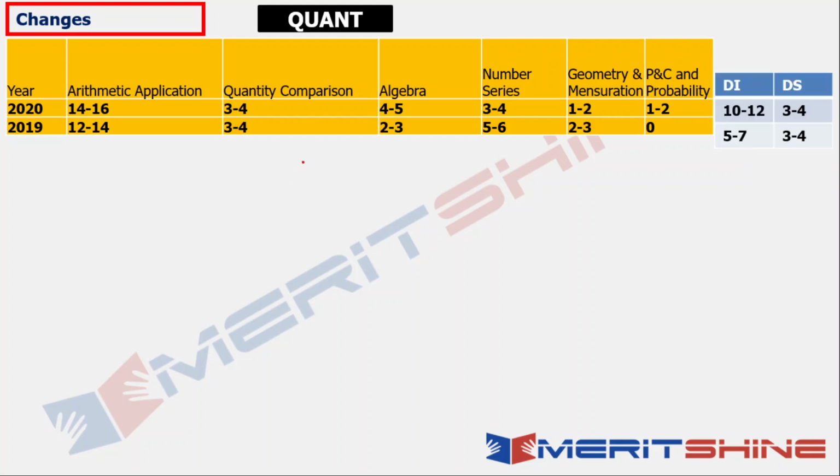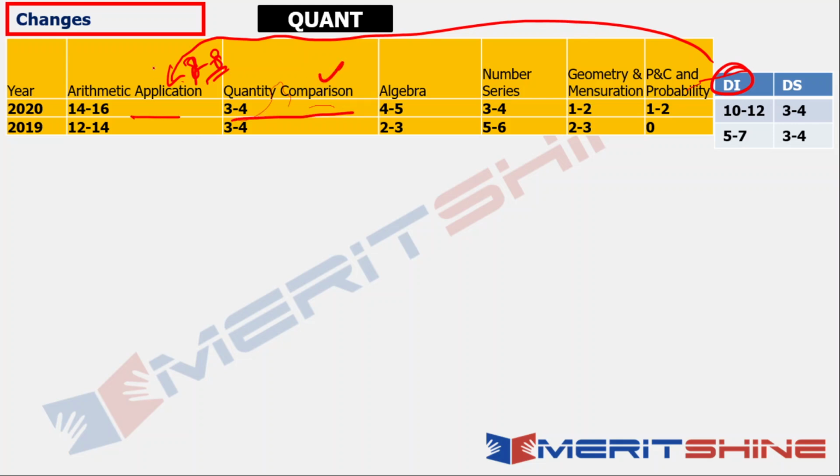My dear friends, data interpretation and data sufficiency is not one singular type of question, but it's interpretation of data where majorly the questions were from arithmetic application, right? Out of the 10 to 12, there were 7 to 8 questions from arithmetic applications, and if I'm not wrong, around 2 to 3 from someplace else. Okay, so data interpretation was inside this only.